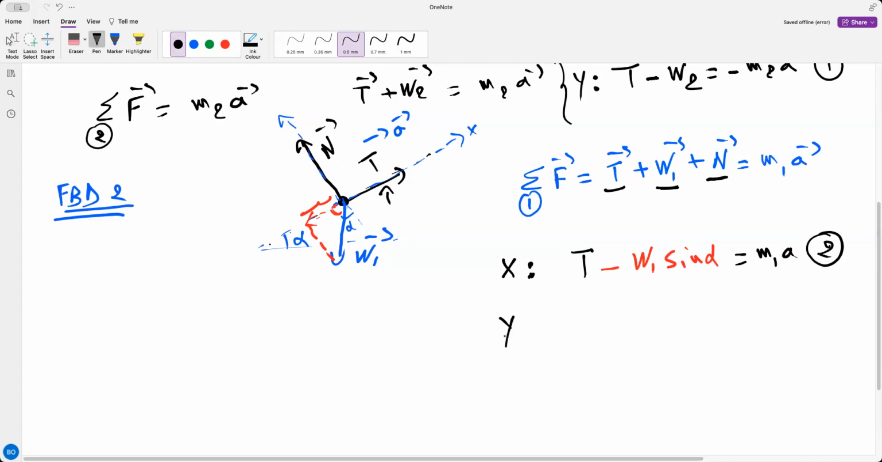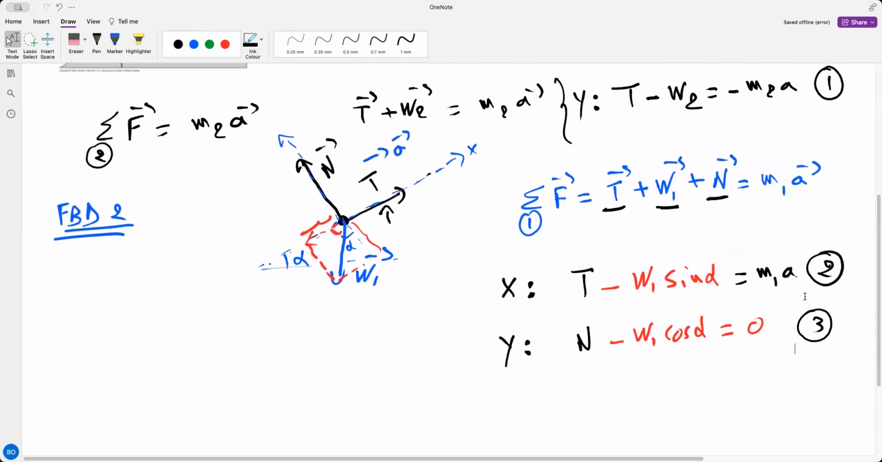And then along the y-axis, you can see that there is no component of T. There is a component along the y-axis of N. And then again, if you project W1 along the y-axis, it is negative, with cosine alpha. And it is equal to 0 because there is no motion along the y-axis. The object is moving perfectly parallel to the x-axis. This is equation number 3.